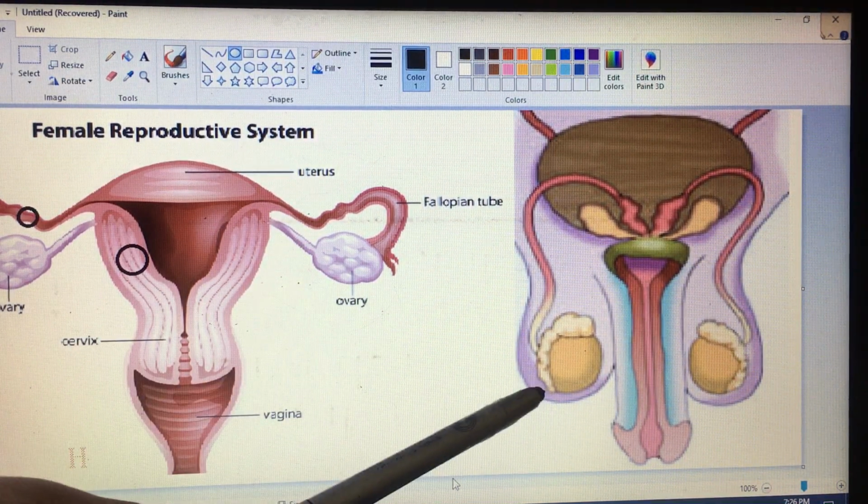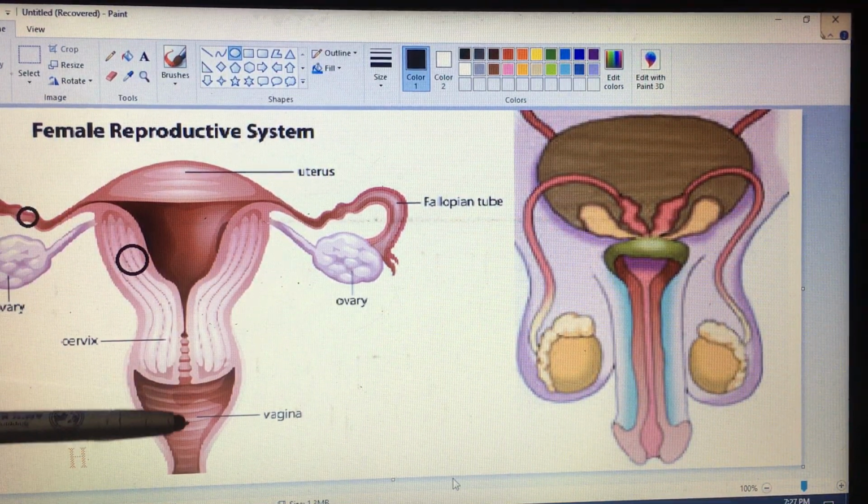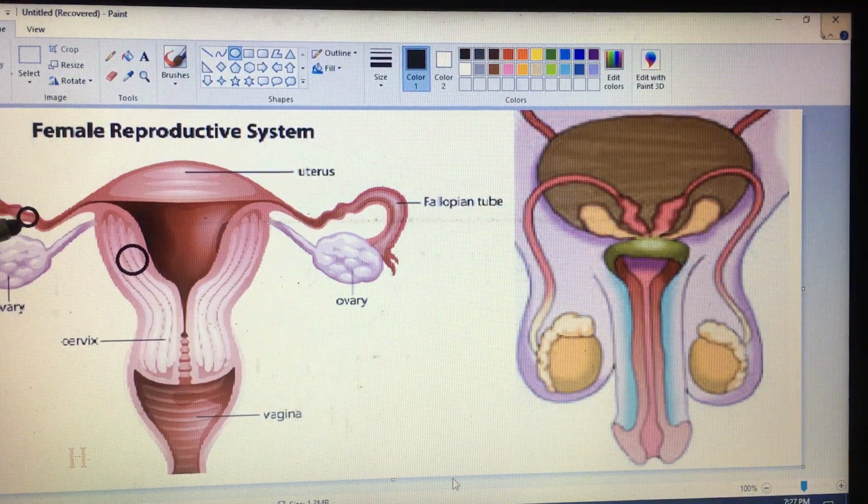So here we have the testis which produces sperm, and here we have the ovary which releases the ovum, and this is the oviduct. When the ovum is released from the ovary, we call this process ovulation. So sperm come from the testis and from the male reproductive system to the oviduct.